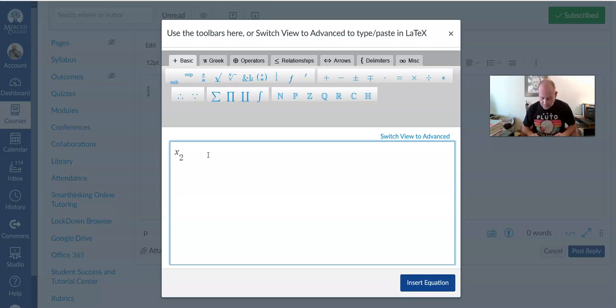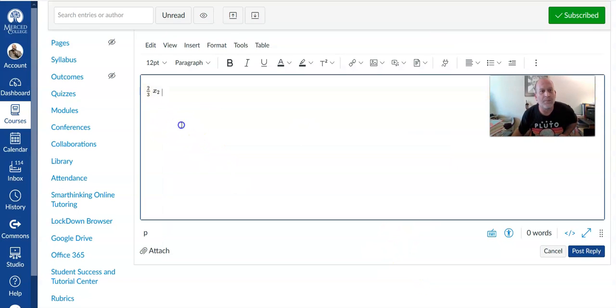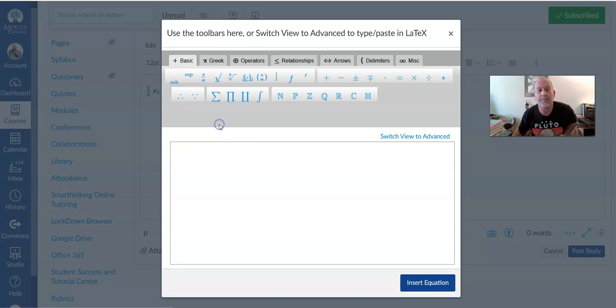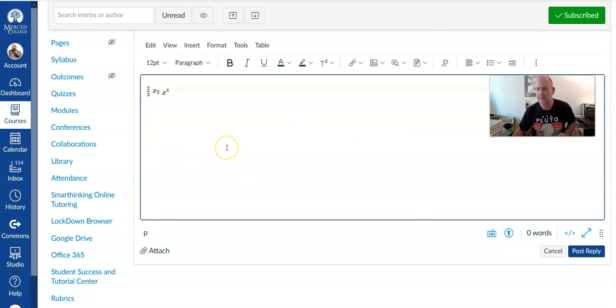So there's a subscript. If I want a superscript, which is like an exponent and things like that, I can do that as well. If I want something like x to the 4th, I use this button right here. See, it says SUP, that's for superscript. I type that in, and I can hit Insert Equation, and there it is. There's my symbol. And it looks like you can go back and edit it. I didn't realize you could do that. So that's kind of nice.